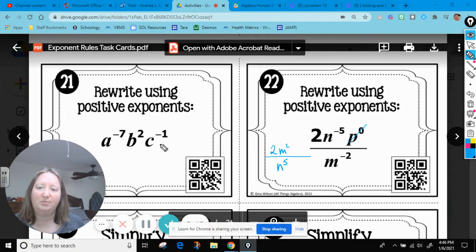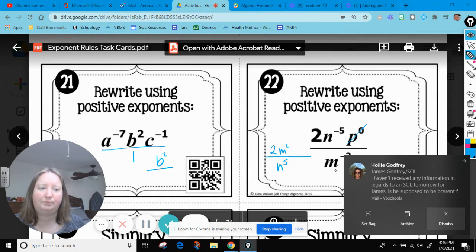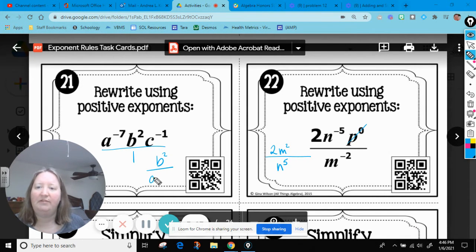If you take a look at this problem right here, basically think of everything up here as being in the numerator. Now, to get rid of the negativity in the exponents, you've got to move them. So now I'm going to end up with b squared on the top, and I'm going to have a to the 7th and c to the 1st power. Do you even write a 1? No, you don't. It's bad table manners. Don't do it.